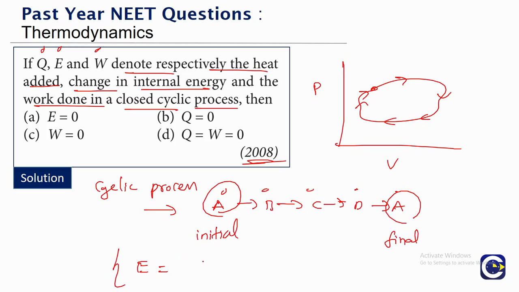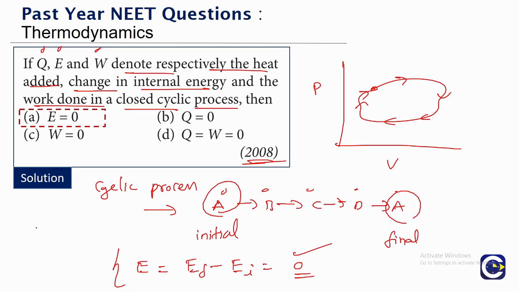And since the final point and initial point are same, what will be the change? Because internal energy is a state function. It depends upon the state. So E value will be equal to 0. So what is the correct answer for this?